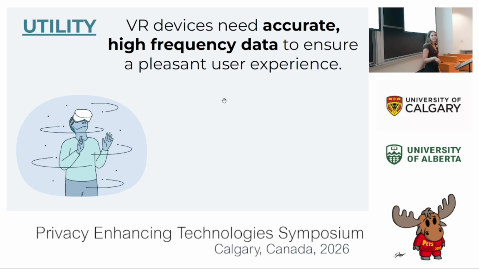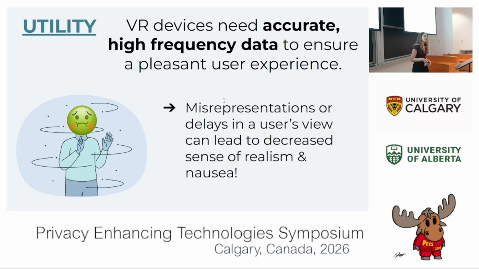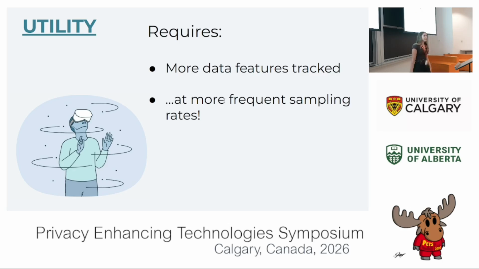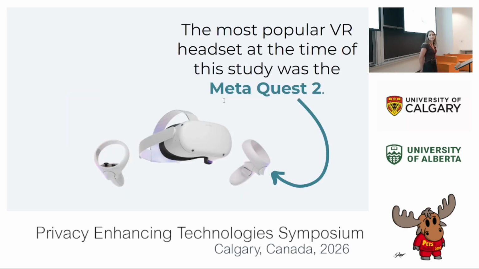So it's clear that VR data introduces new privacy risks and utility benefits. Namely, VR devices require accurate, highly frequent collection of user data to ensure a pleasant experience. And this is because misrepresentations and delays in a user's view can lead to side effects like a decreased sense of realism, as well as medical side effects like nausea. So we know that VR data requires more frequent data features to be collected at more frequent sampling rates. And so at the time of our study, the most popular VR headset was the MetaQuest 2.